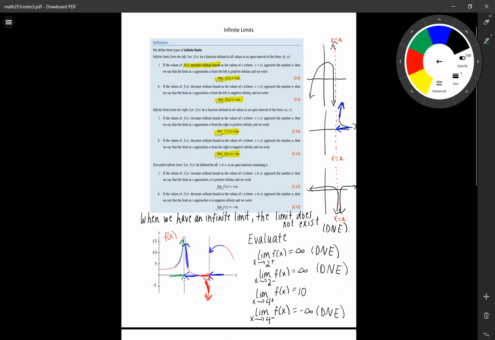So in the case of 4 here, this is a one-sided left infinite limit. Our right and our left limits don't agree here, which is okay, that happens, but that just means that it is a one-sided infinite limit.